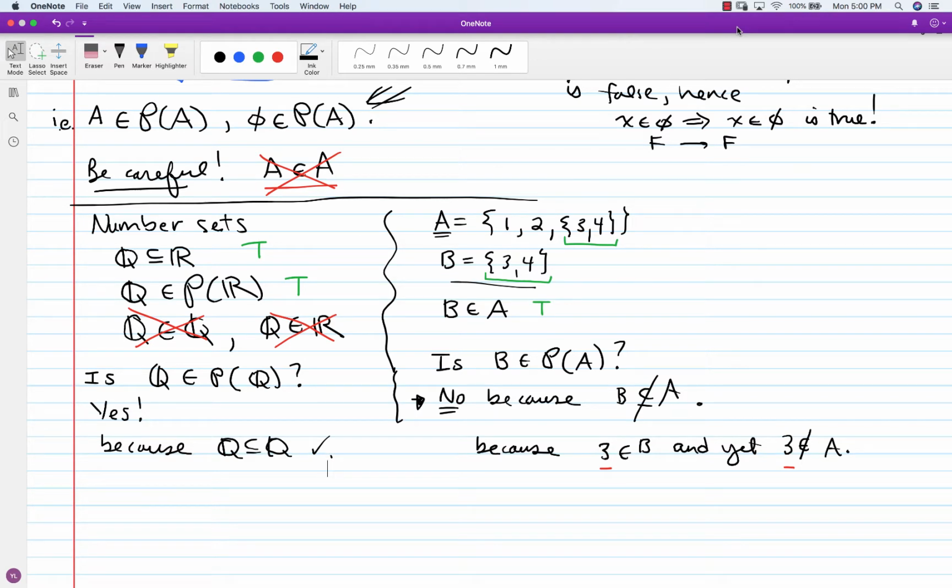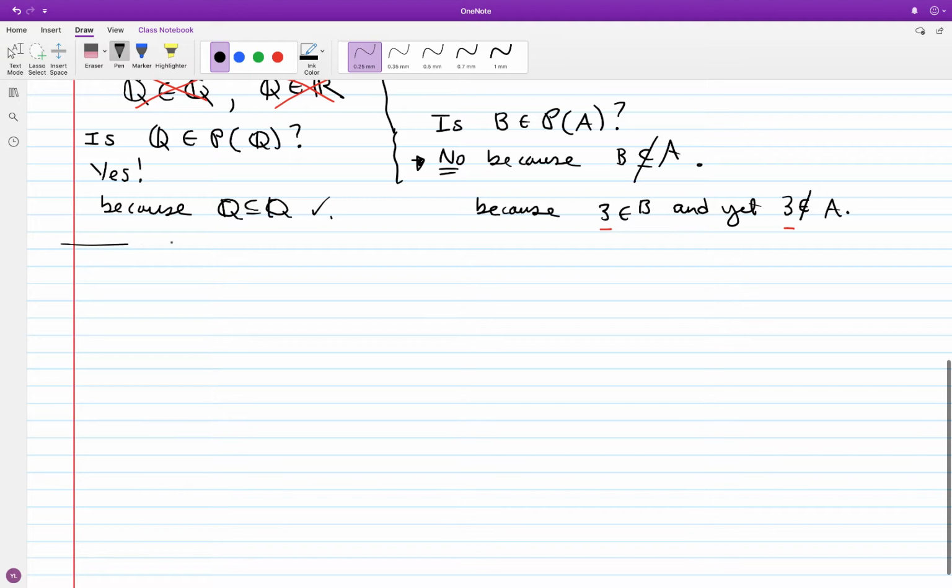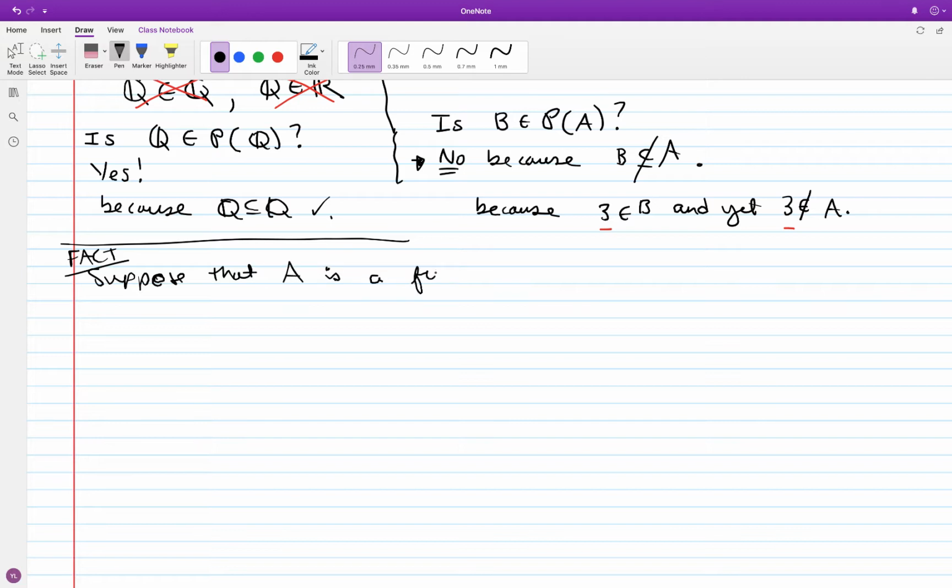So I want to make an observation about power sets, at least finite power sets. So suppose, this will be a fact that I'm writing here. Suppose that A is a finite set.